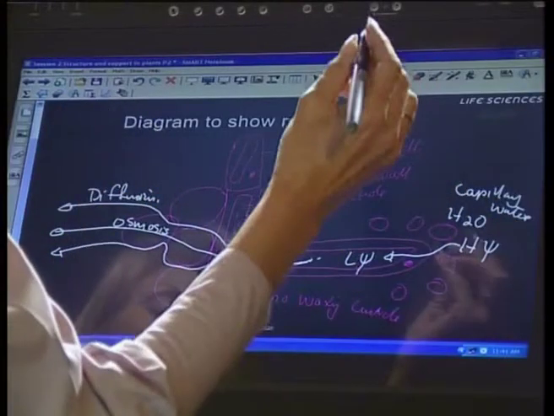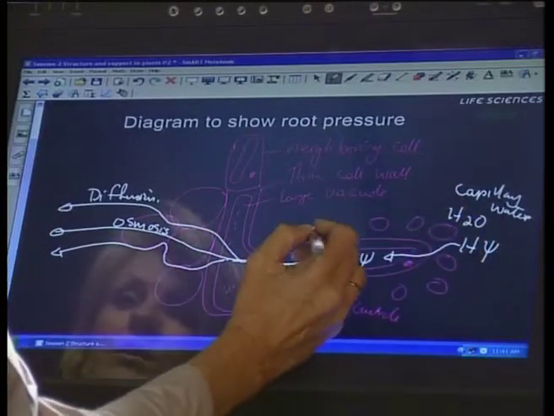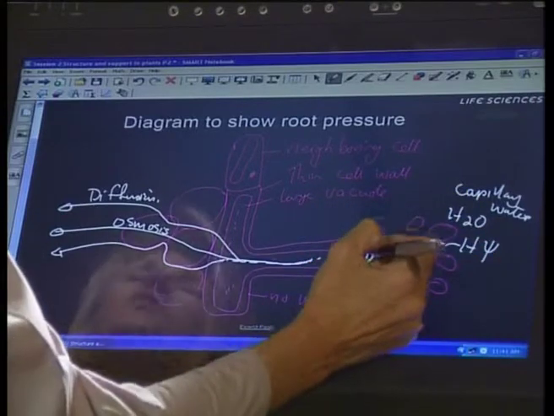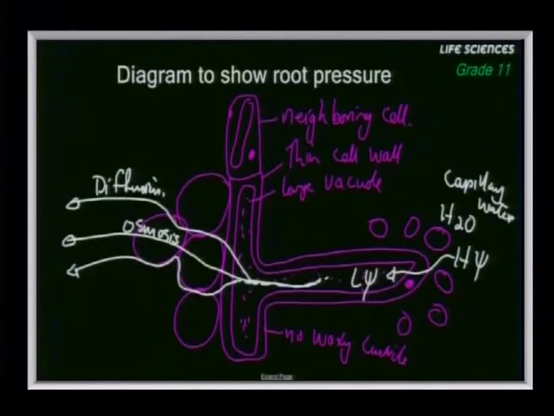Now, there will always be more water in the soil than in the root. Even when the soil is dry, the water cannot move out of the root hair, ever. The water will always only ever move into the cell. If there isn't water that can move into the cell of the root hair, then the plant will slowly but surely wilt and die.